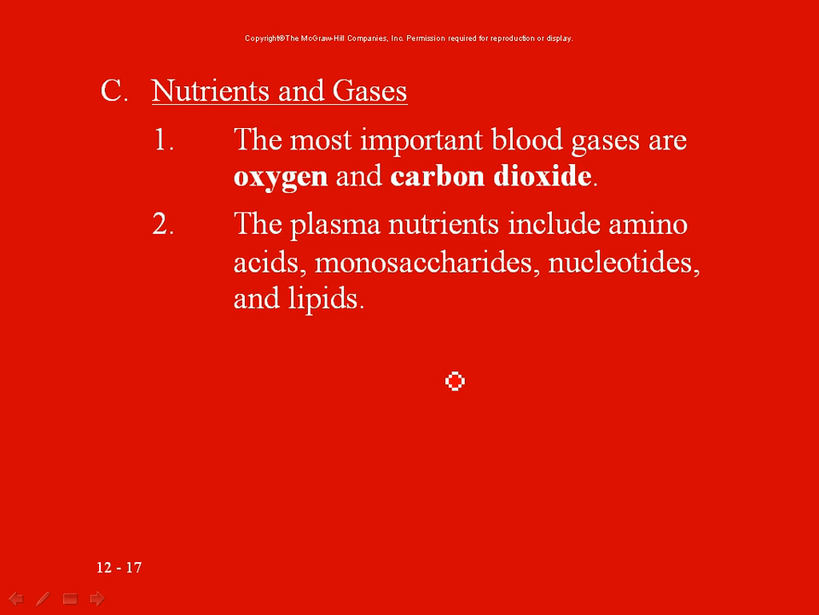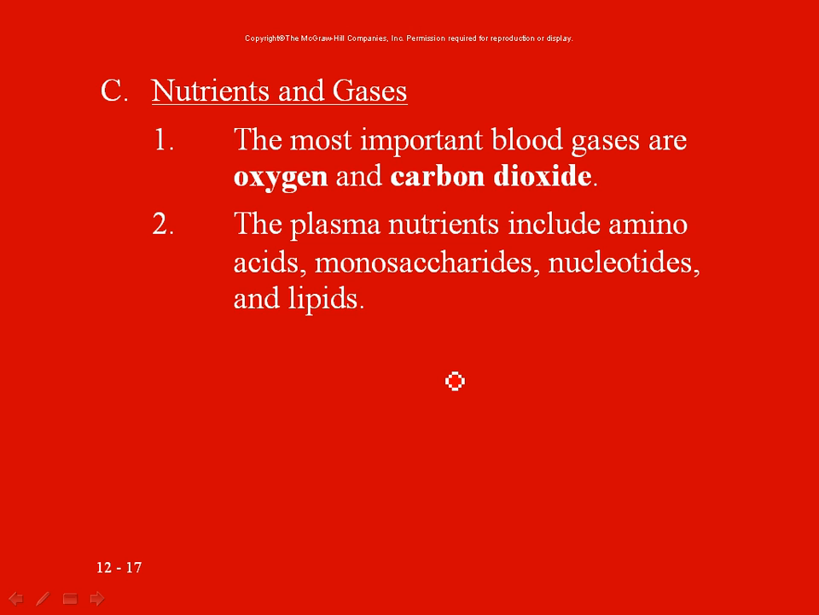Okay, what other things do we find in the plasma? Nutrients and gases. So gases are basically oxygen and carbon dioxide. Now we say that oxygen is mainly transported associated with hemoglobin, while carbon dioxide is mostly transported in the plasma in the form of bicarbonate. But we still do get some of each in the plasma itself, in their intact forms, oxygen and carbon dioxide.